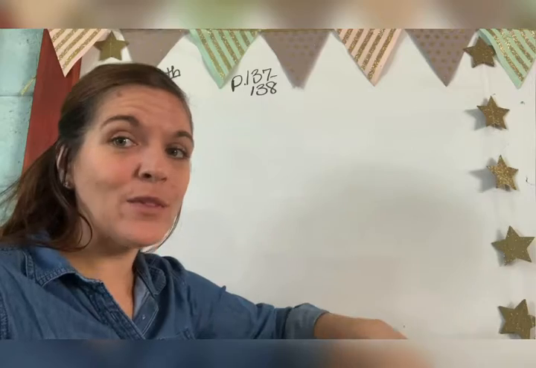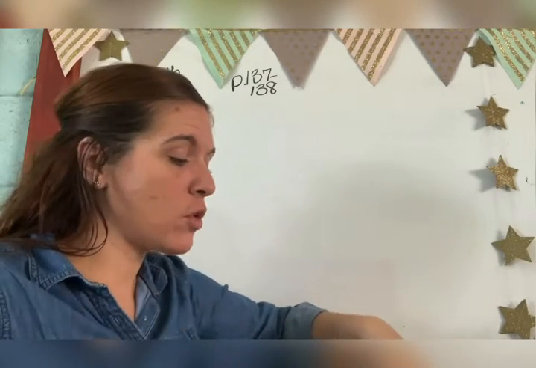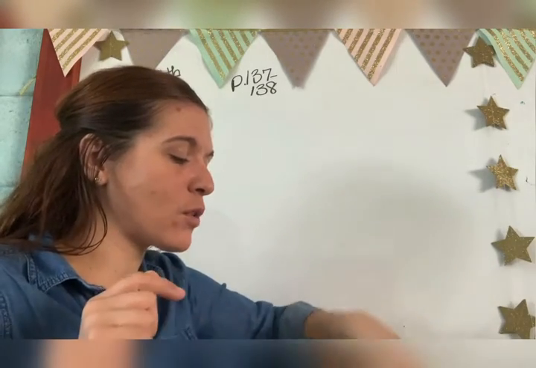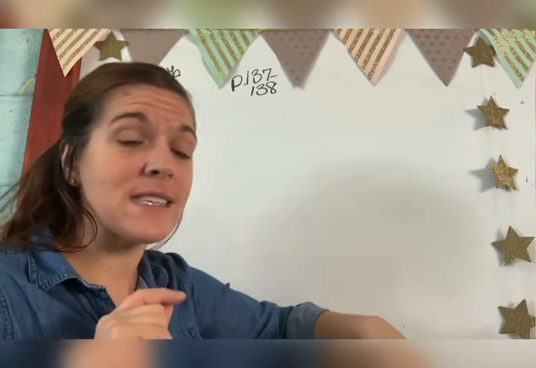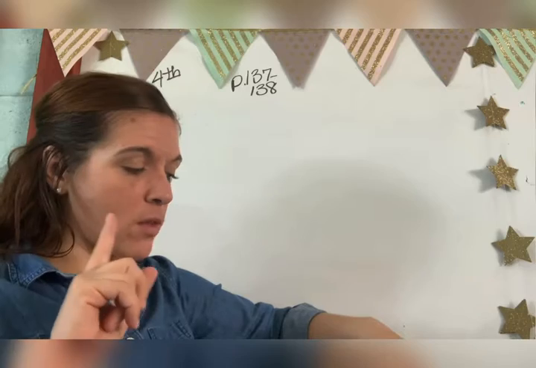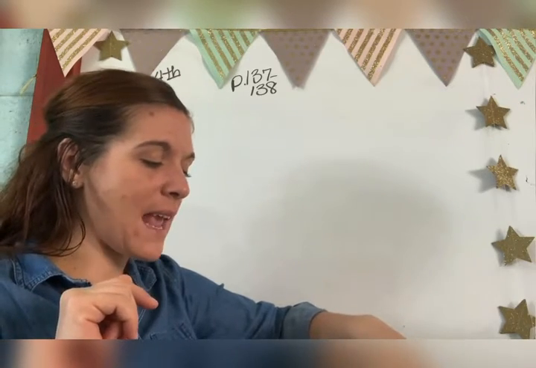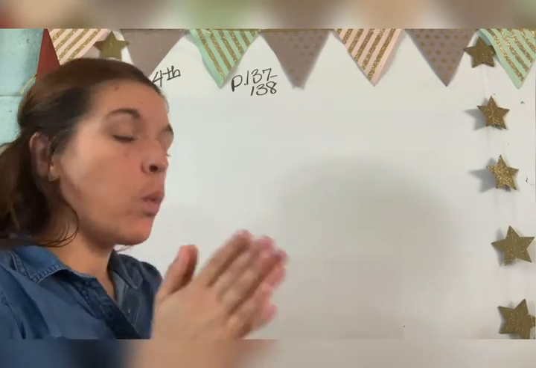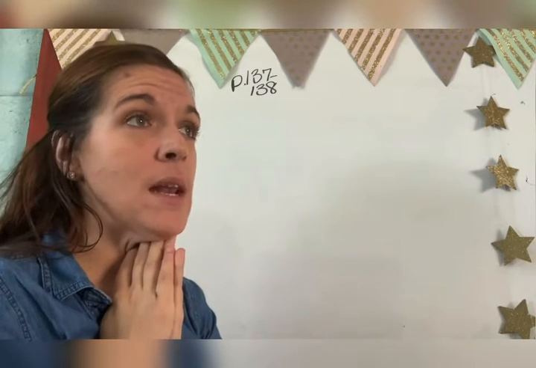Go down to 12. 12 times 1, 12. 12 times 2, 24. 12 times 3, 36. 12 times 4, 48. 12 times 5, 60. 12 times 6, 72. 12 times 7, 84. 12 times 8, 96. What are my two common multiples?